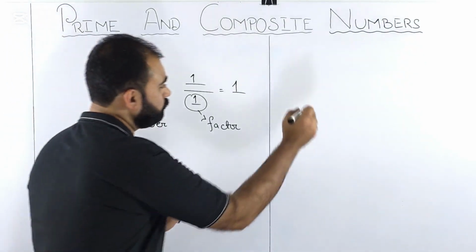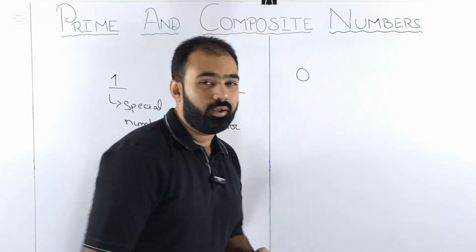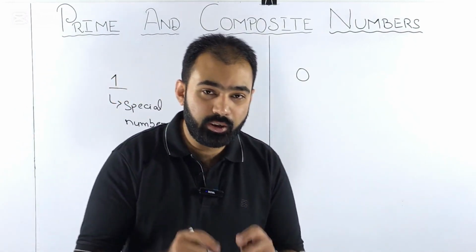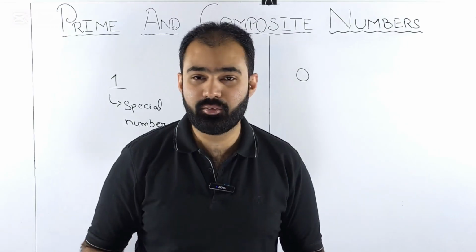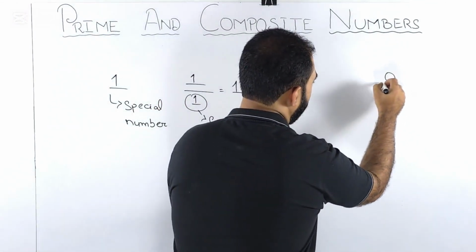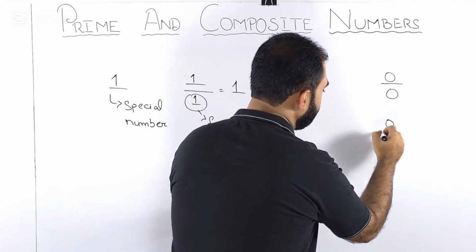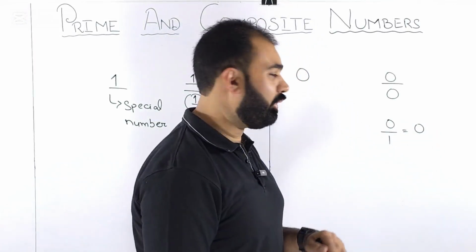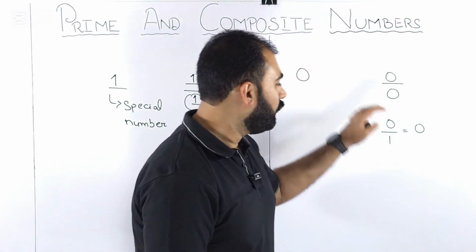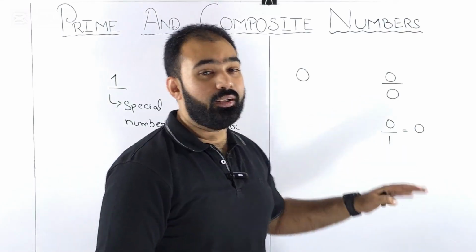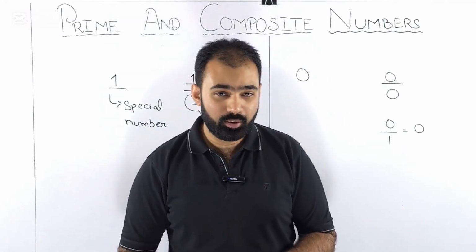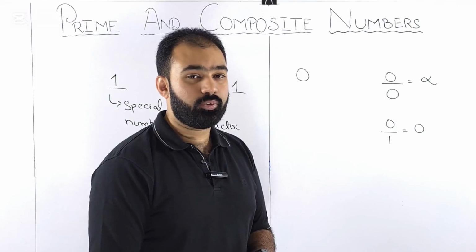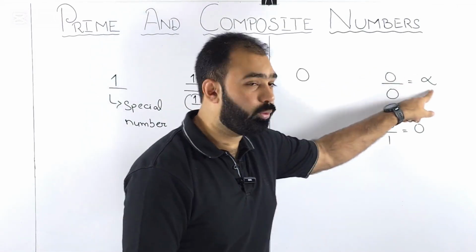Let's talk about 0. Again, according to the definition of prime number, it should have exactly two distinct factors, which means 0 should be completely divisible by 0 and 1. This is actually correct. When divided by 1, 0 is 0. But what about 0 divided by 0? Nothing can be divided by 0. Therefore, if we are not getting any answer, that does not fit the definition of prime number, because it should give us a whole number here.